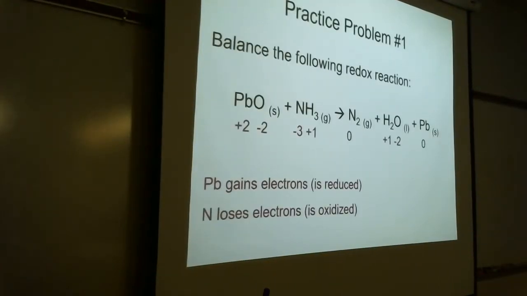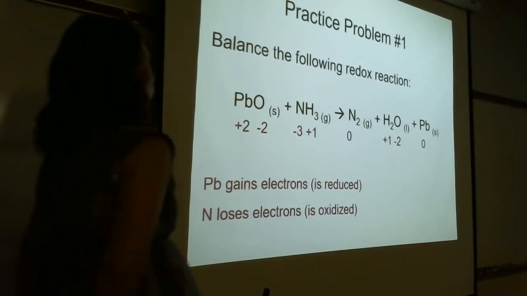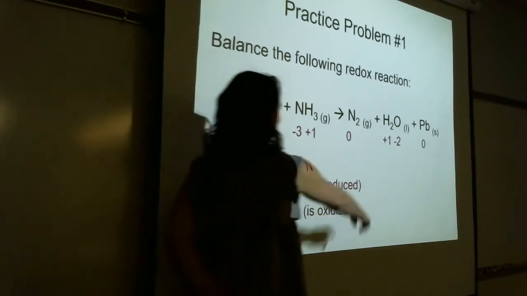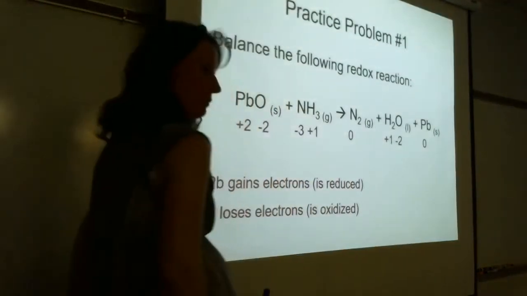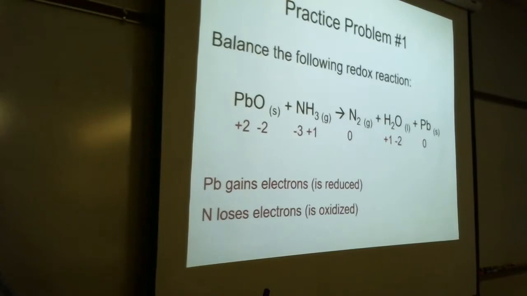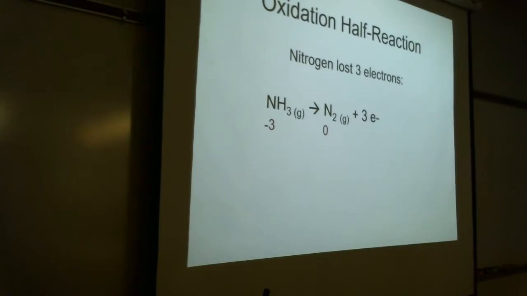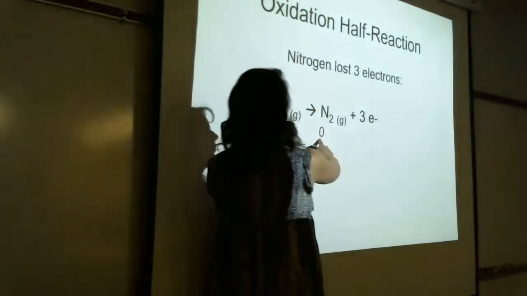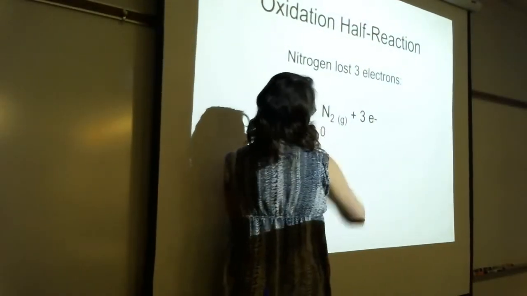So, do we agree on the oxidation numbers? Lead is being reduced, and the nitrogen is being oxidized. The lead in the oxide and the nitrogen in ammonia are the two substances of interest. This H2O is just thrown in there for fun, right? It's not part of the chemistry here, as this is written at least. Do we agree? So nitrogen lost 3 electrons. How do you get from -3 to 0? All right, you lose 3 electrons.